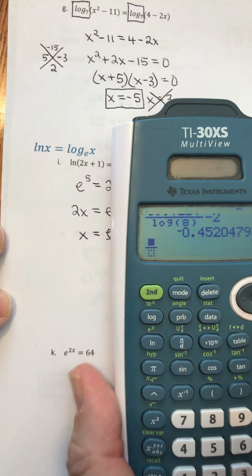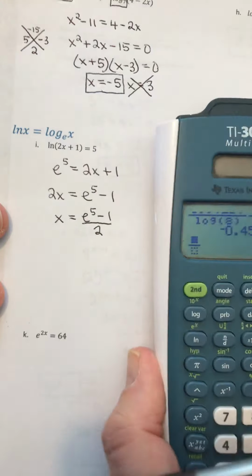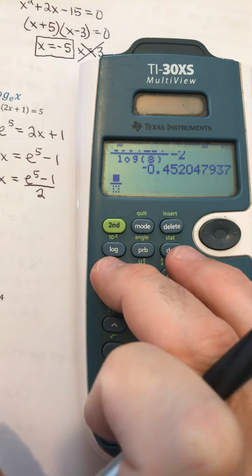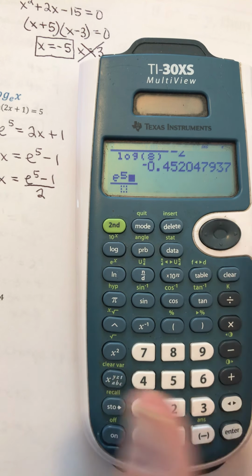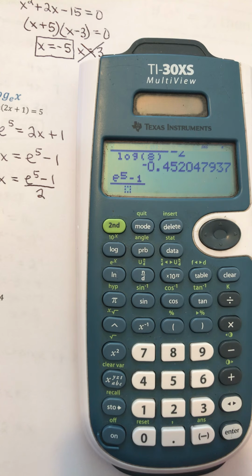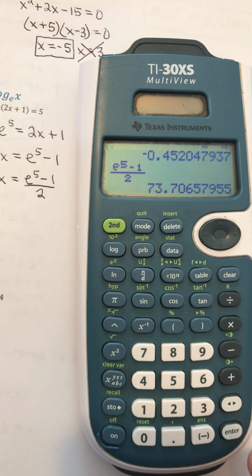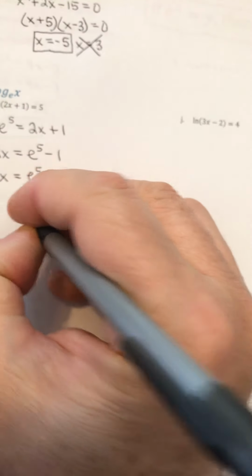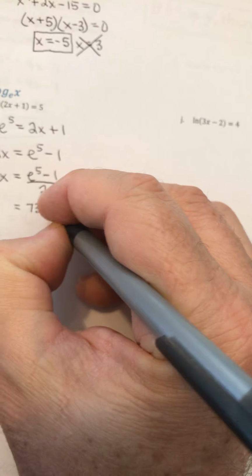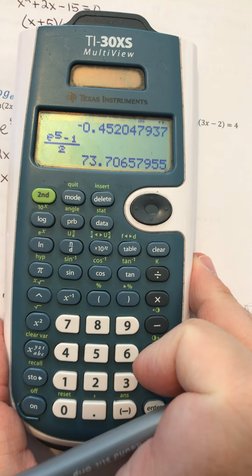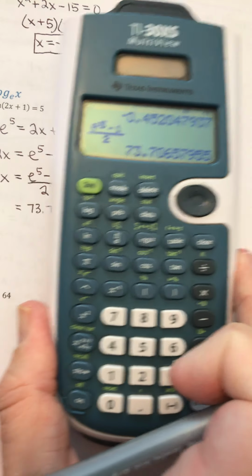And again, I'm going to use my fraction. I'll show you how you can do this without that fraction button. So it would be e, remember that's second ln, 5, get out of the exponent, minus 1, that's the top of my fraction, the bottom is just a 2, and then I get 73.707. Okay, because we're rounding to the third place. I know the directions didn't say that, but we did that the other day.